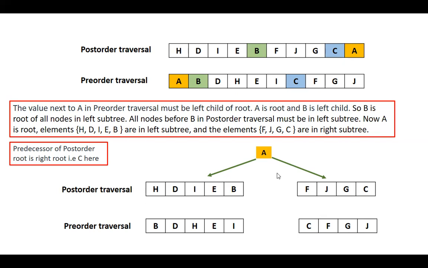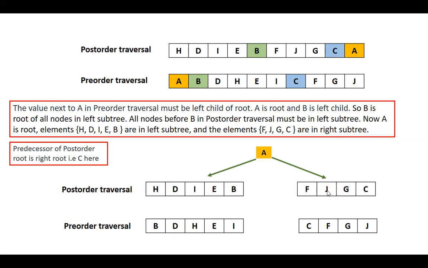Fine. So it is simple now. How do we get the right subtree elements and the left subtree elements? In the case of getting left subtree elements, we take the successor of the root node in the pre-order traversal, that is B. So starting from B, in the case of post-order, you take all the elements till the first element. All this side is the left subtree.